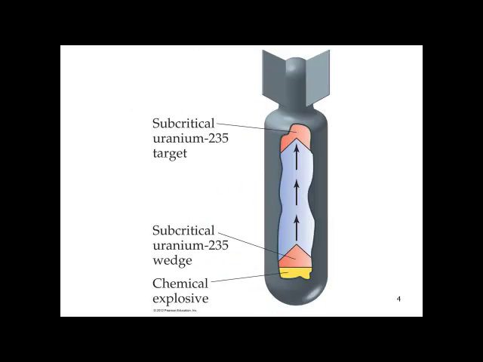Here's a diagram of an atomic bomb. There's a subcritical uranium-235 target which is hit by a subcritical U-235 wedge by the explosion of a chemical that drives it into the target. Once that happens, this is what happens.